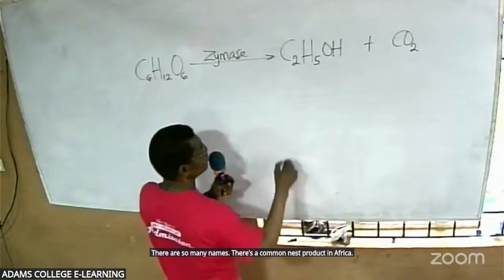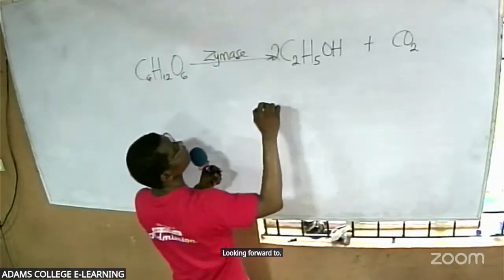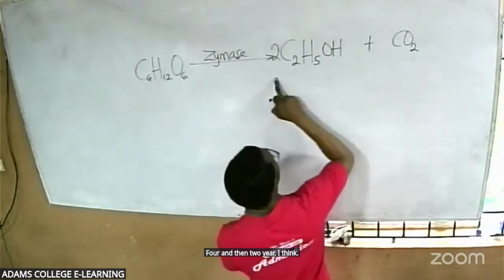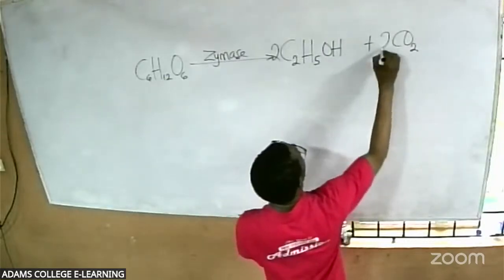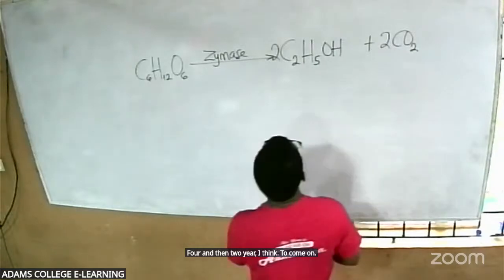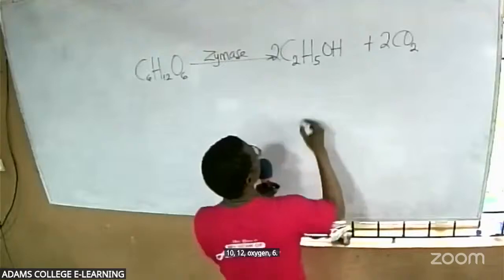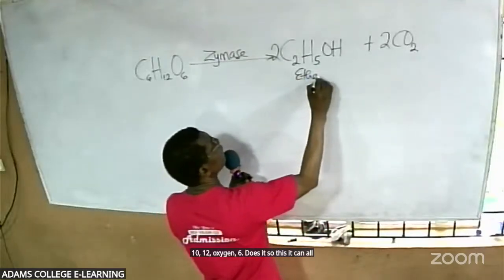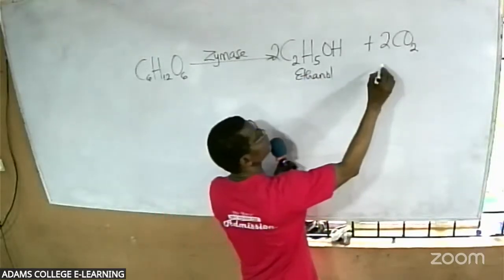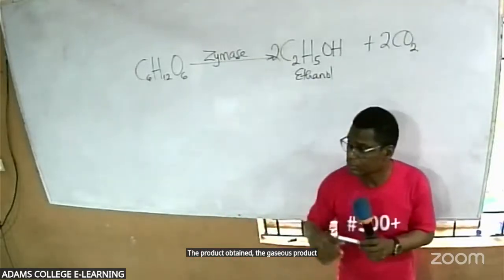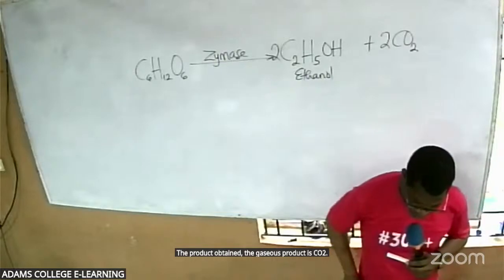So you have 2 carbon, 6 hydrogen, oxygen. That's it. So this is ethanol, and that's CO2. So they can ask you in the exam, the gaseous product obtained is CO2, while the liquid product is what? Ethanol.